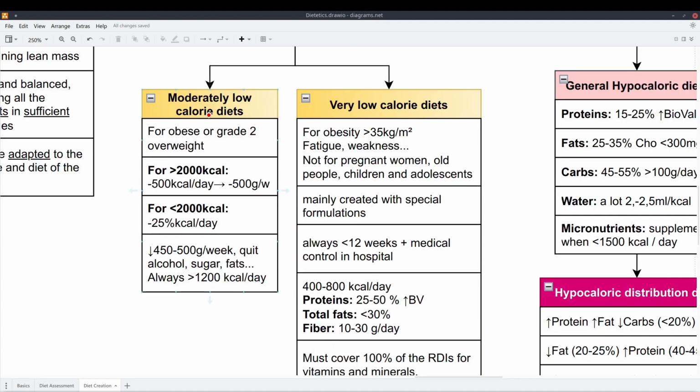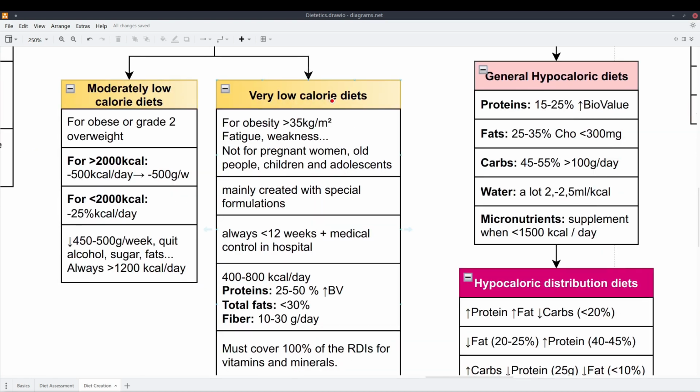The goal of this diet, the moderately low calorie diet, is to lose between 450 and 500 grams of weight per week and to quit alcohol, sugar, fats, those food nutrients that are not really useful. And it always has to be more than 1200 calories per day. Then we have the very low calorie diets.